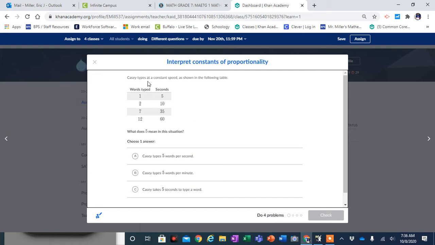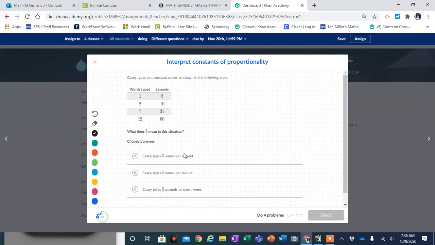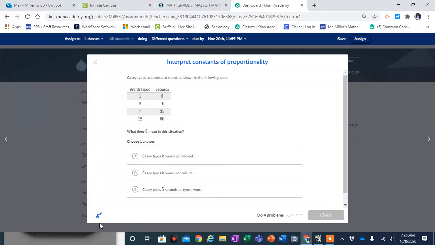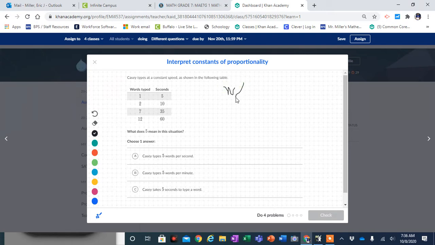Alright, so Casey types at a constant speed as shown in the table. What does 5 mean in this situation? For this situation, you would be looking at words per second. Words per second would mean words divided by seconds. So you would have to look in the table and see if that comes up.